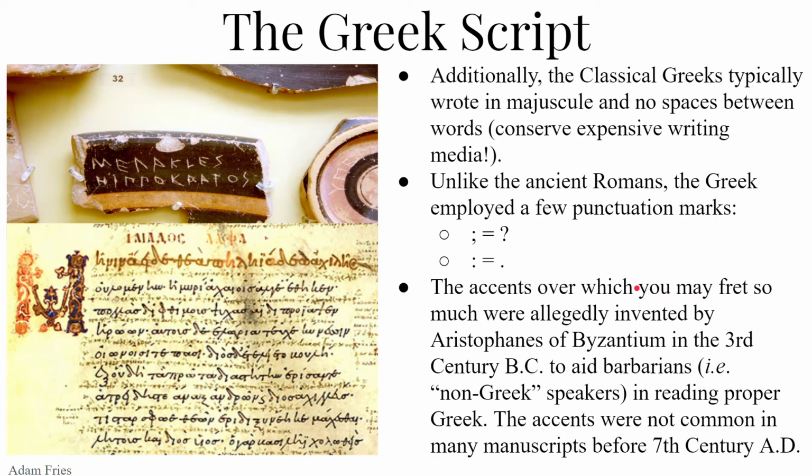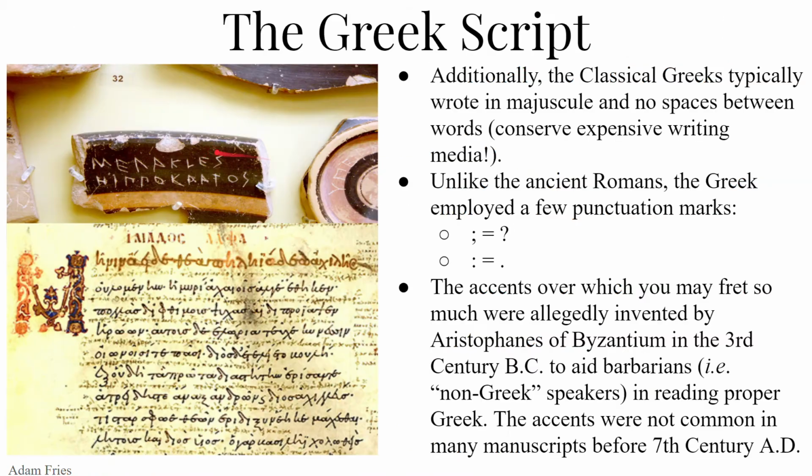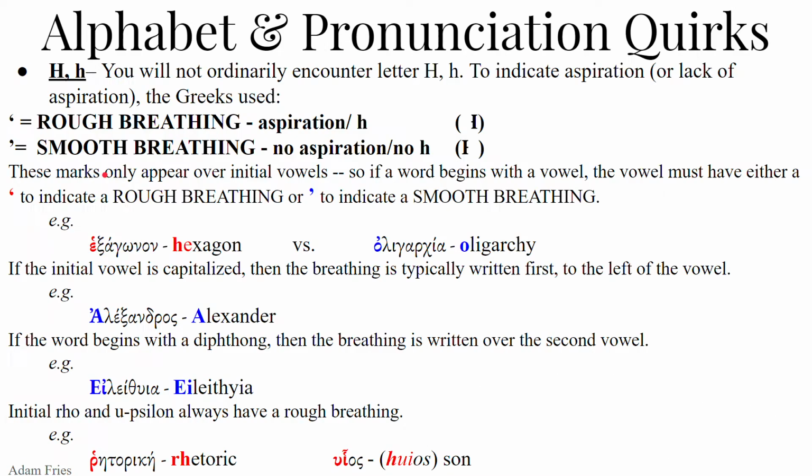Accents are actually not common in many manuscripts before the 7th century AD. So imagine all those misspellings. All right, some quirks of pronunciation. We went over some of this a little bit in part 1, but review is good. So what about that H? You will not ordinarily encounter the letter H in Greek. But it's right there. Be quiet, you.